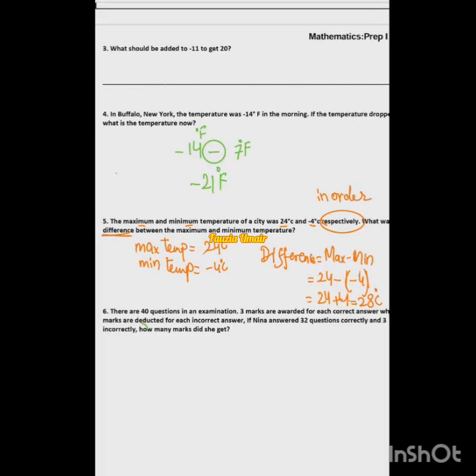So first of all, we can find out the correct answers. So how many correct answers? Ma'am, she gets 32 correct answers. So 32 multiplied by 3. What is 32 into 3? Ma'am, 96. Very good, 96. So 96 marks she got for the correct answers, right?